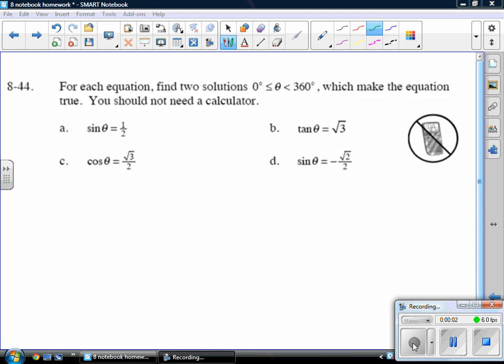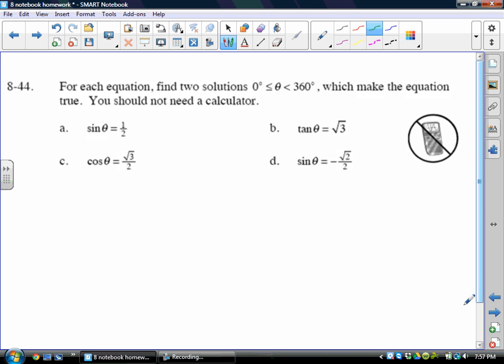This is problem 8-44 from section 8.1.2. For each equation, find two solutions between 0 degrees and 360 degrees, which make the equation true. You should not need a calculator or your math notes with the unit circle. Okay? We should be able to do these without any type of tool.